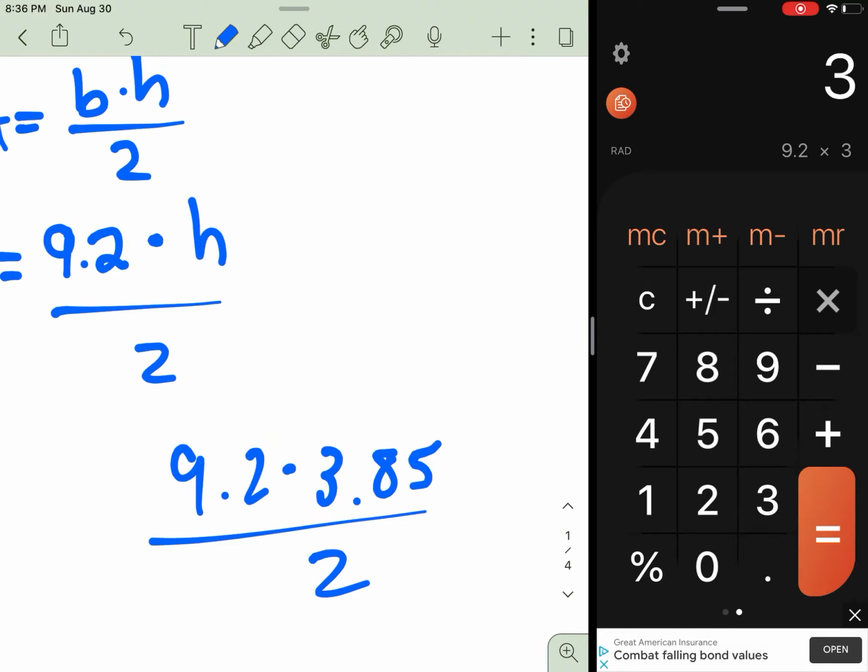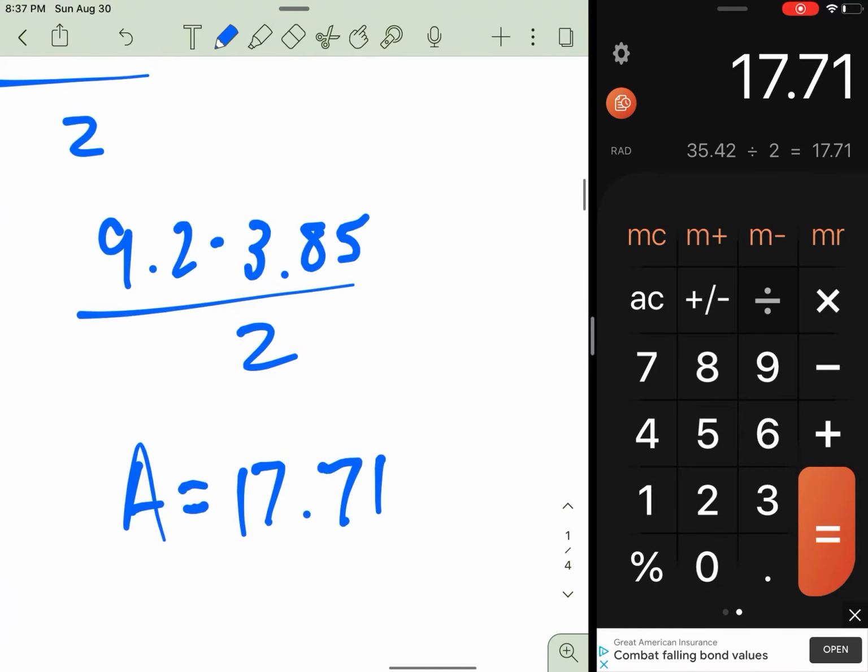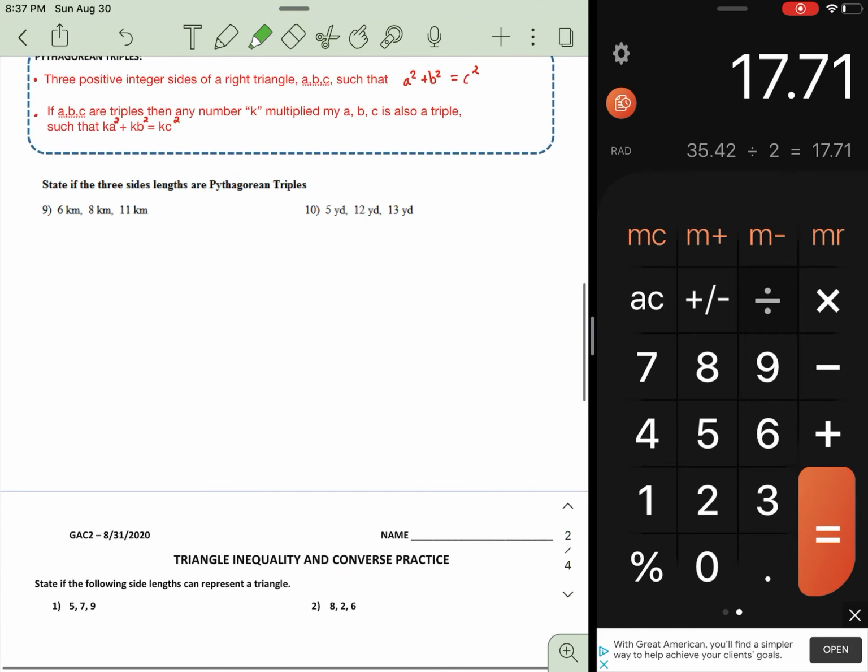9.2 times 3.85 divided by 2. So our area is 17.71. And again, I don't think it gives... It does not. So there's our answer for that one. Okay? All right, moving on.